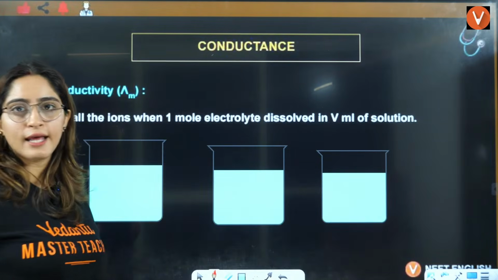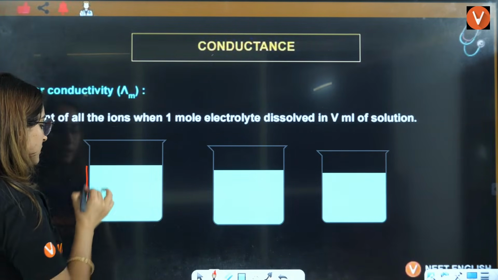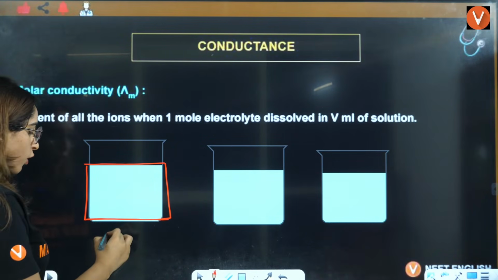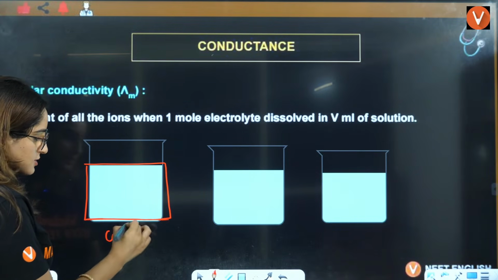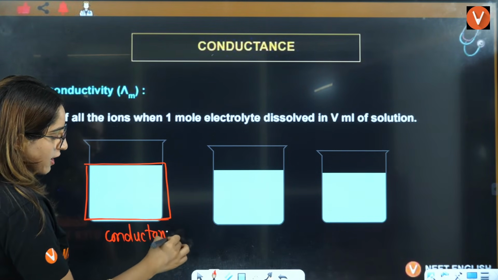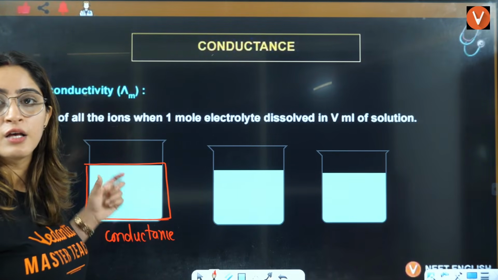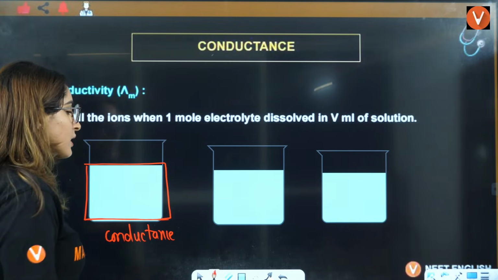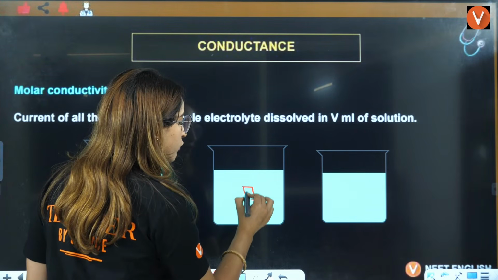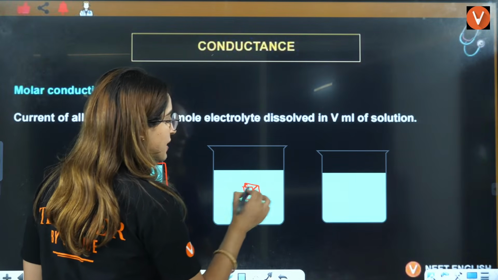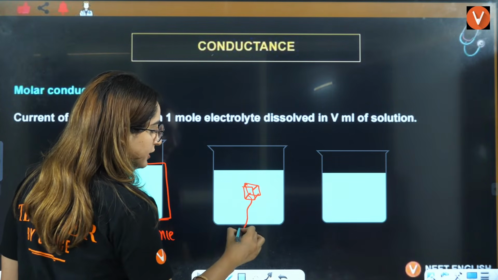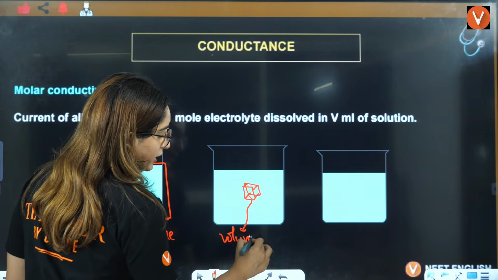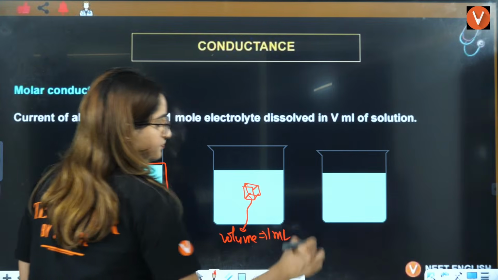What was conductance? Conductance was in this overall volume. In this overall volume, what is the conductance? That is defining the conductance. The conductance in the full beaker, that is called the conductance. The conductance in this particular volume. Now we are specifying that we have 1 milliliter. Here, volume is going to be 1 milliliter.